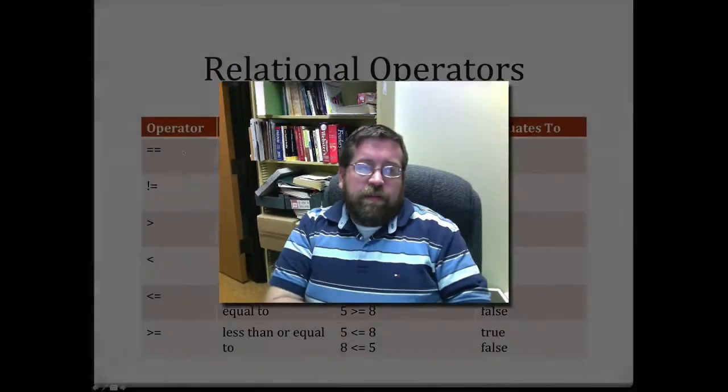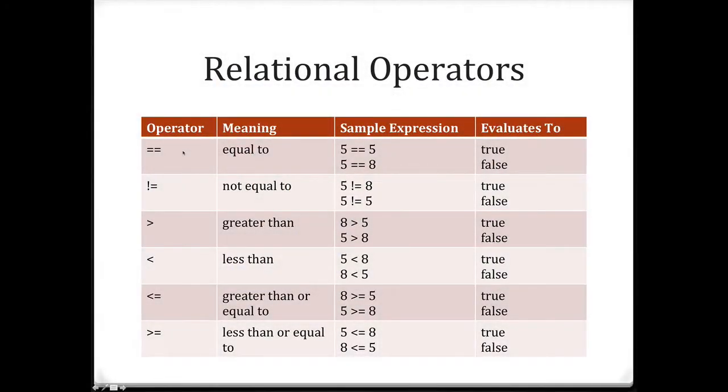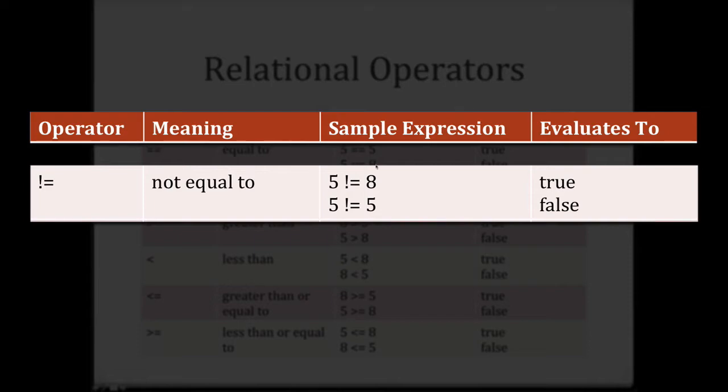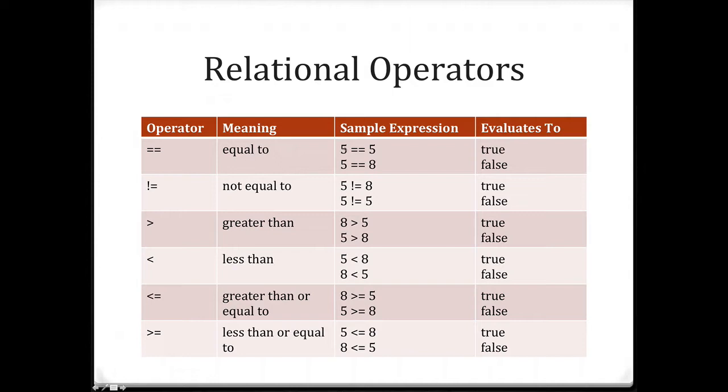The double equal sign means equal to. For example, 5 == 5 would evaluate to true. 5 == 8 would evaluate to false because 5 is not equal to 8. This double equal sign means is equal to. An exclamation mark followed by an equal sign translates to not equal to. 5 != 8, that's true. 5 != 5, that's false.